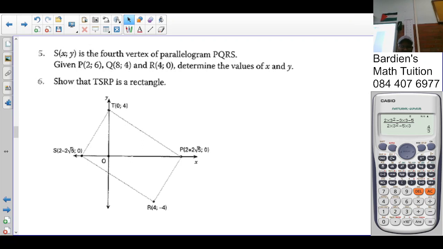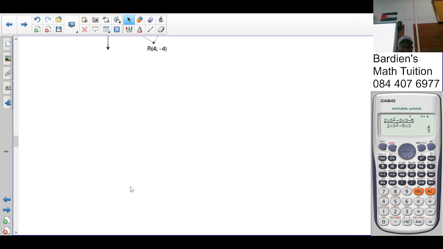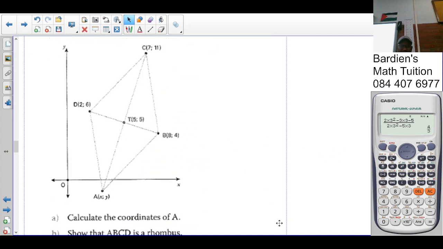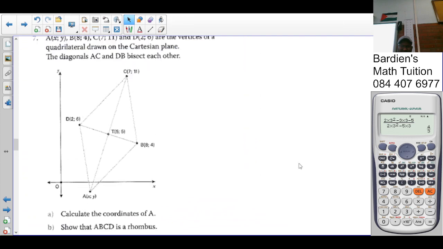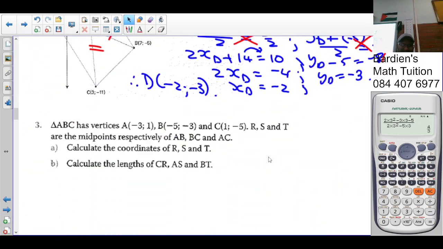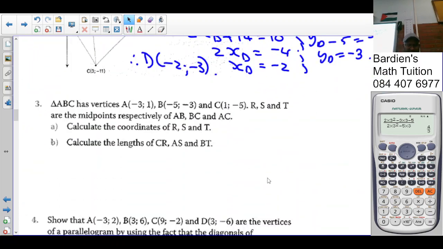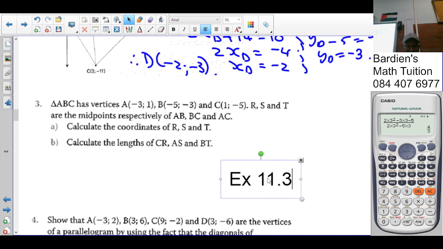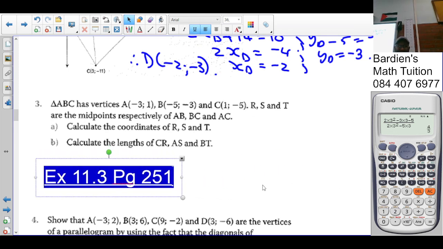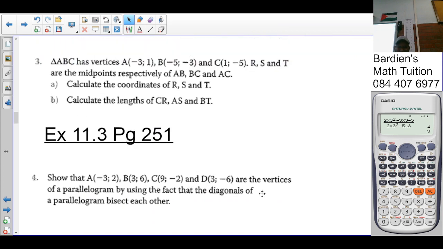Right, so if you have any issues, let me know tomorrow during our maths lesson. We'll wrap these questions up. We just write here, this is exercise 11.3, page 251. Right. So that's that. Let's carry on.